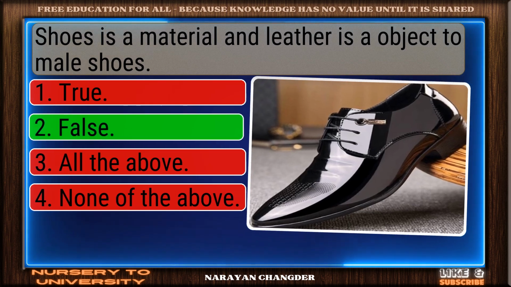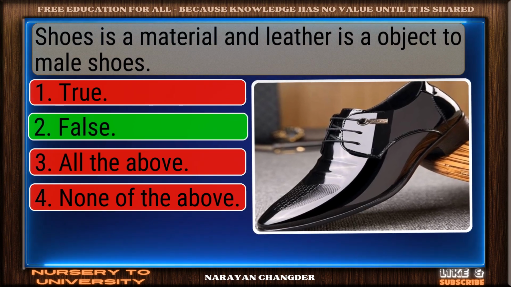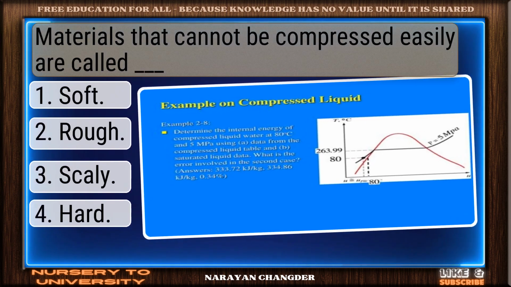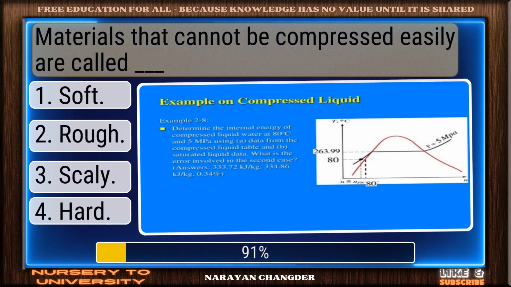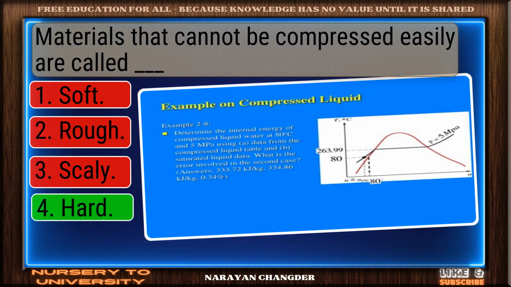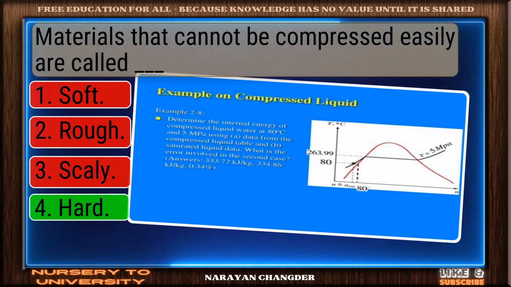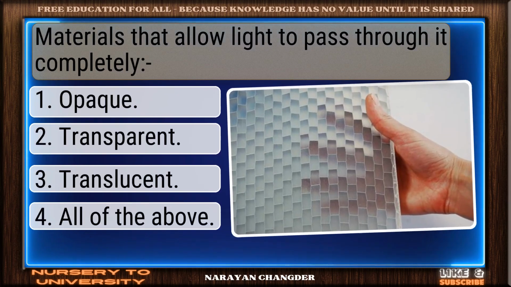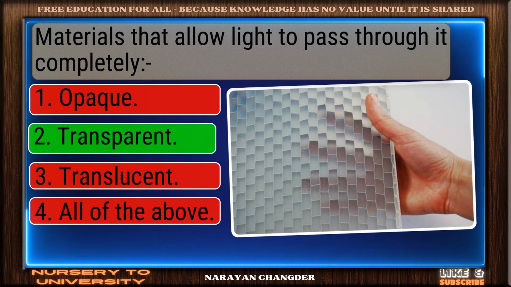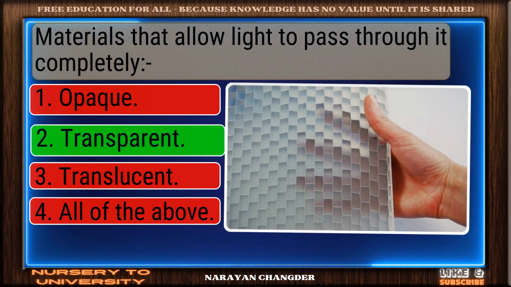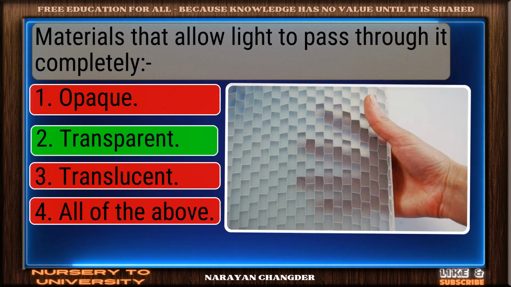Great thinking. False is the right choice. Materials that cannot be compressed easily are called dash. Well reasoned. Hard is the correct choice. Materials that allow light to pass through it completely. Good job. Your answer, transparent, works well here.